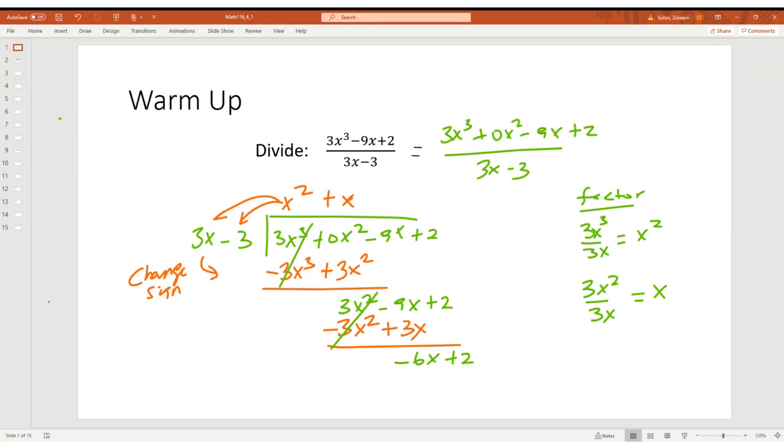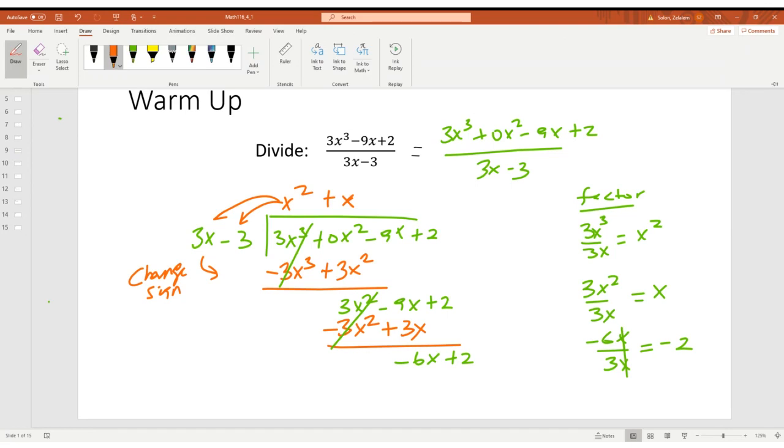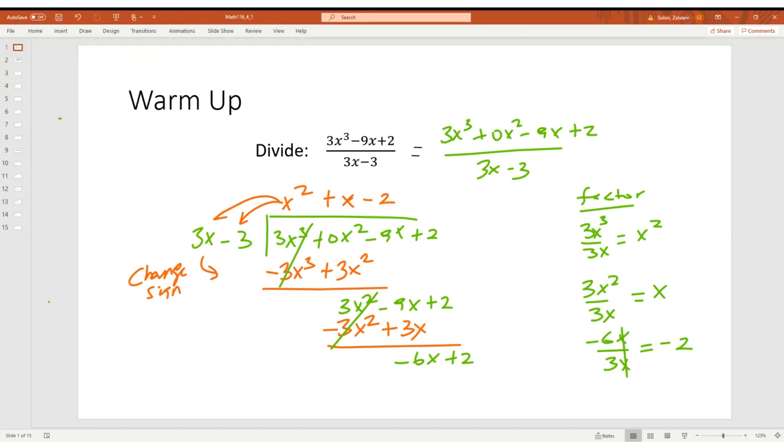So the last factor will be -6x divided by 3x. We always divide by the leading term in the divisor, which is 3x. X cancels x, so you have -2. So the -2 goes up here. So we have -2 times 3x is -6x. We change it into plus. -2 times -3 is 6. Change it into -6. Then we add the 2, so this gives you -4.